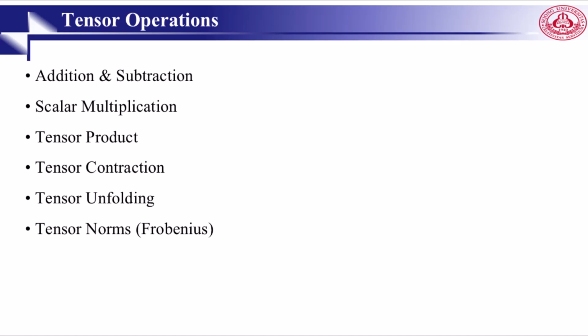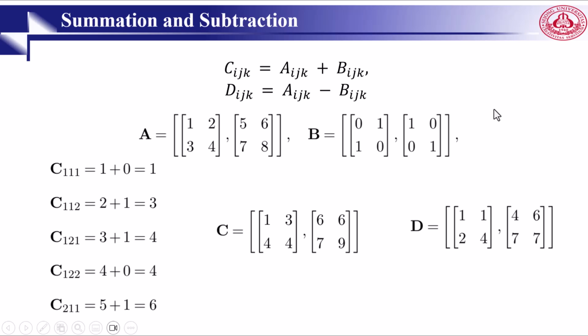Like for vectors and matrices, where we did different kinds of operations, for tensors we can do operations as well, right? Tensor operations generalize vector and matrix operations. We include additional operations: we do product, unfolding, norms, and so on. So in this lecture we will study them one by one. The first one is summation and subtraction, maybe the easiest one.